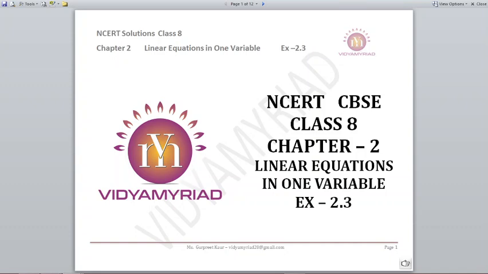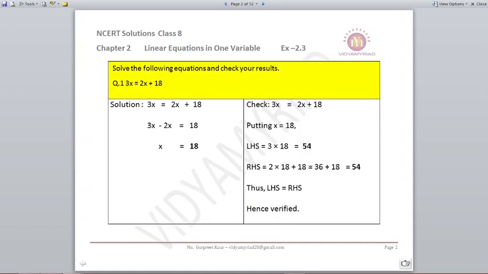This video is made for class 8 on chapter number 2, linear equations in one variable, and today we are going to begin with exercise 2.3. I hope children you must have practiced exercise 2.1 very thoroughly because this exercise is totally based on that. How you are going to find the equation, solve the equation and find the value of x. Now the difference is we will put this value of x on our equation to find out whether our answer is correct or not, or we will verify the result.